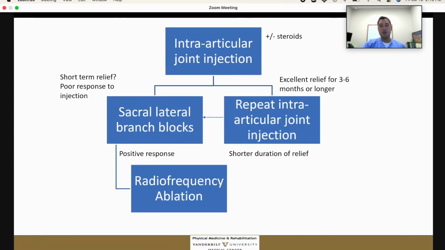So when you think of a common scenario, how providers approach the SI joint, they may start off with an intra-articular joint injection, and if they find some level of relief, they may repeat the injection, or they may go to a sacrolateral branch block where you just block the nerves temporarily and see if they will respond potentially to a radiofrequency ablation.